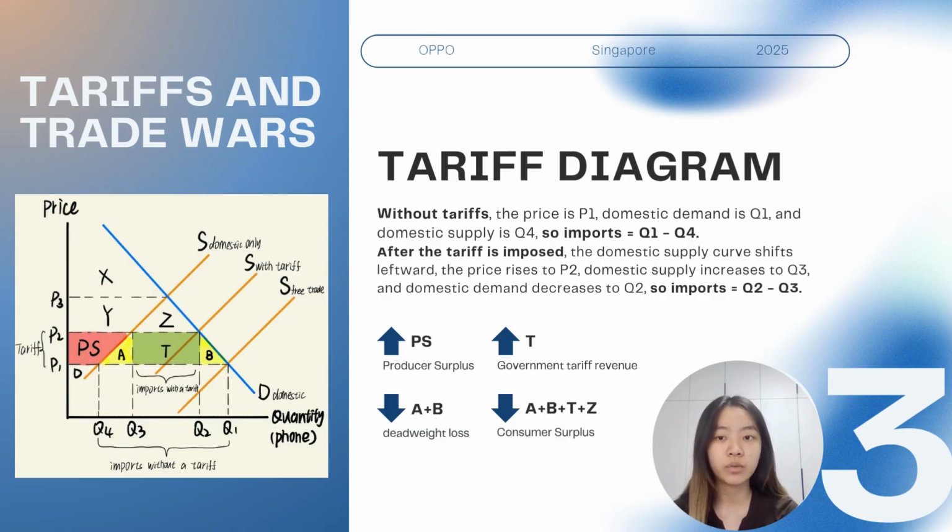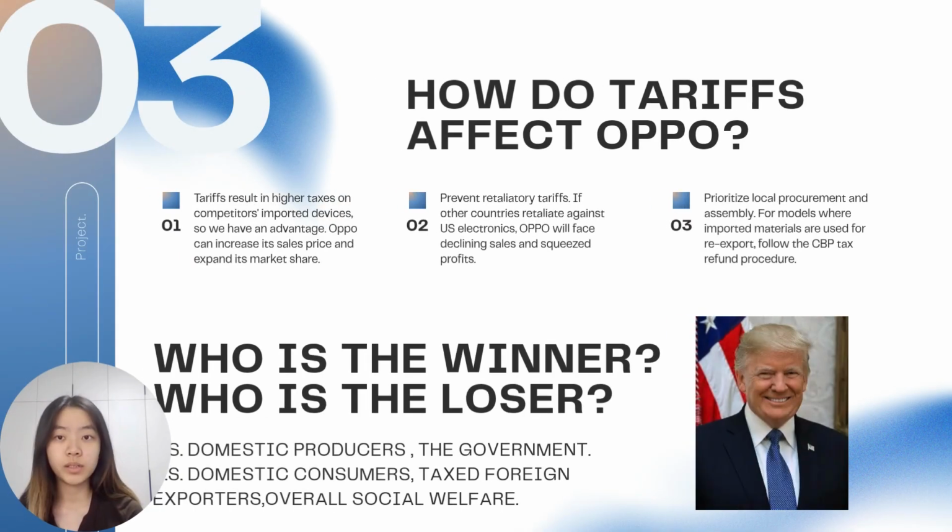The pink, yellow, and green areas show the loss in consumer surplus. So who is the winner, who is the loser? Well, the winners are US producers and the government because they both get more money. The losers are consumers, foreign exporters, and the overall economy, since total income actually goes down.